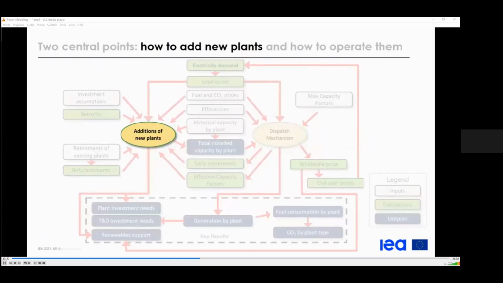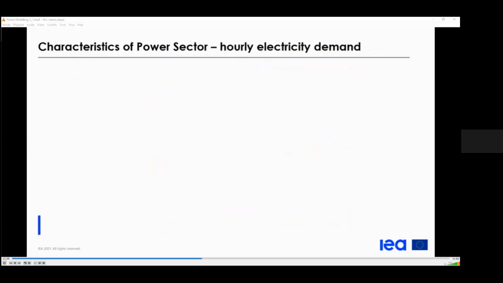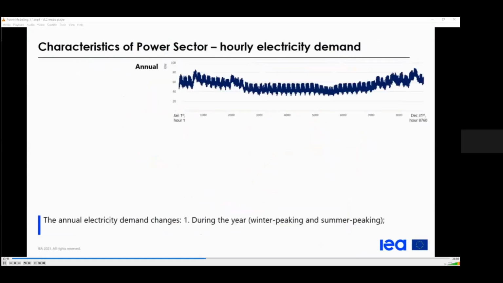So let's start with the capacity addition module. We need first to remember a key characteristic of the power sector, which is that supply and demand must match at all times. And looking at demand, we have a constant variation over time.